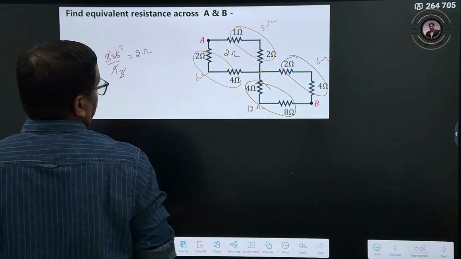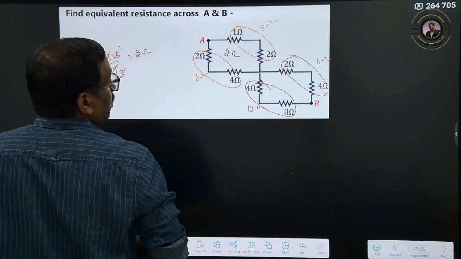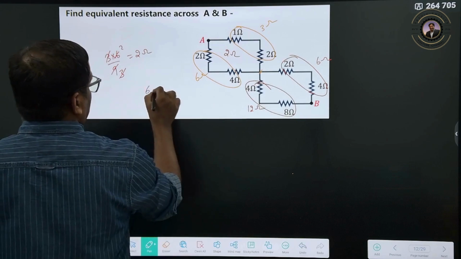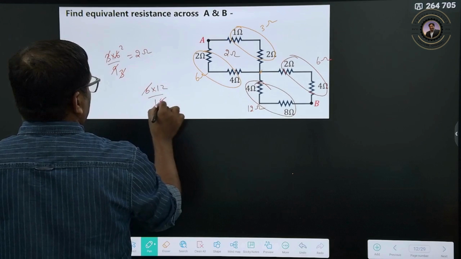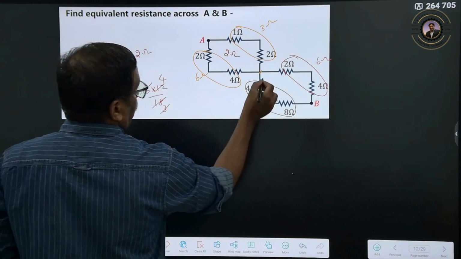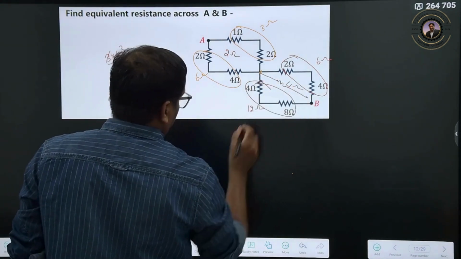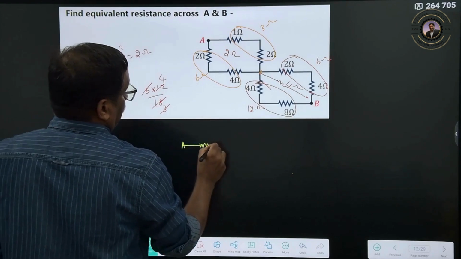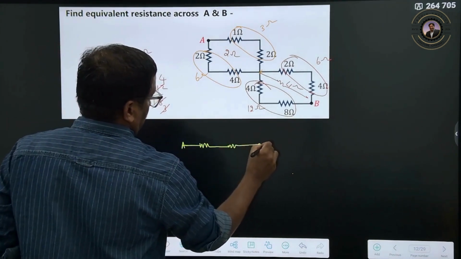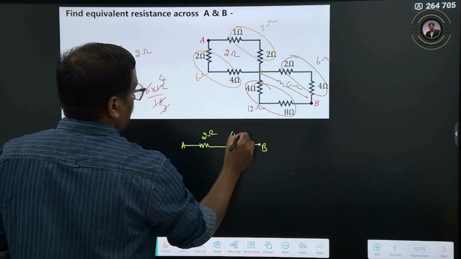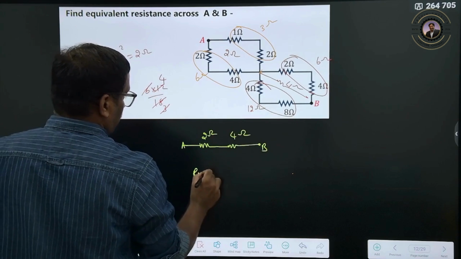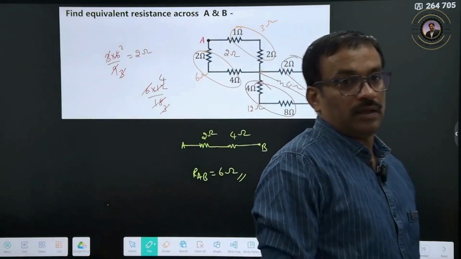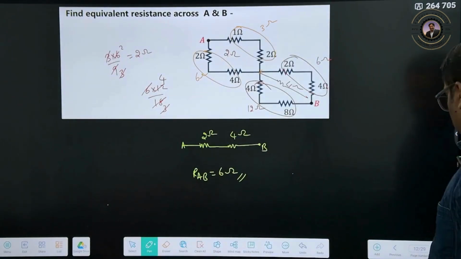This part is how much now? So these two parts are in parallel. Then what can you write now? 6 into 12 divided by 18. 6 ones are 6, 6 threes are 18, 6 twos are 12, 12 by 3, therefore across this one is 4 ohms. So how will it be now? Therefore across A, this is 2 ohms, this is your 4 ohms. RAB is equal to 6 ohms. Clear? Clear? So now we'll go for another question.